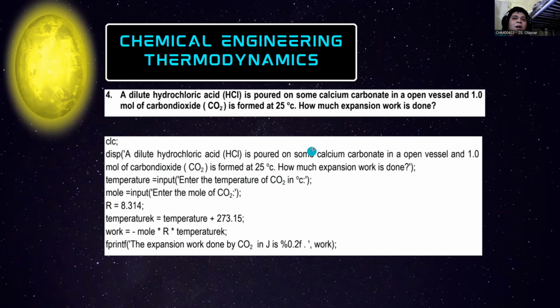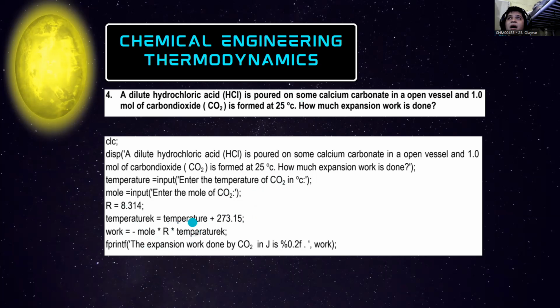And so I put the form of coding in order to have an input of a given for our problem solver, and after that create a solution. And of course, we still have the constant 8.314. And we converted the temperature that we'll input in our program, which is 25 degrees Celsius, into Kelvin. And after that, we will find the work using the negative mole times R times temperature in Kelvin.